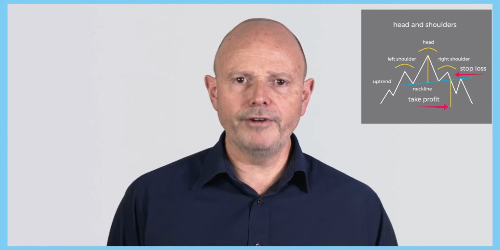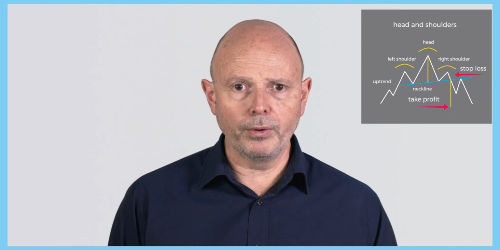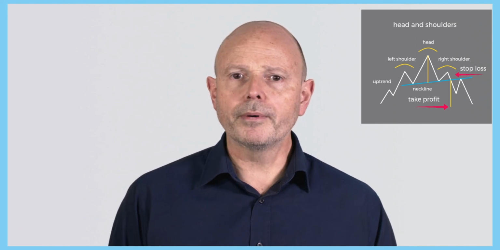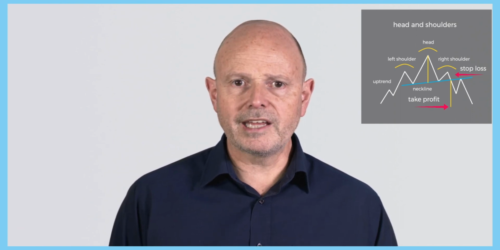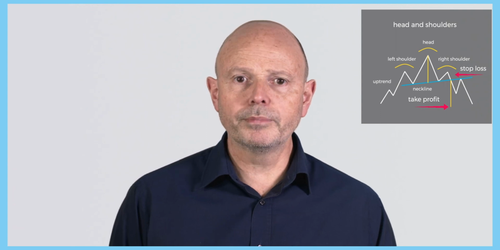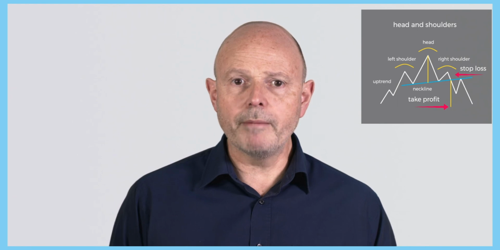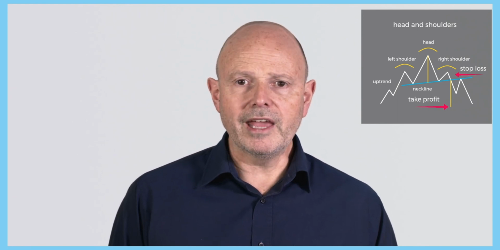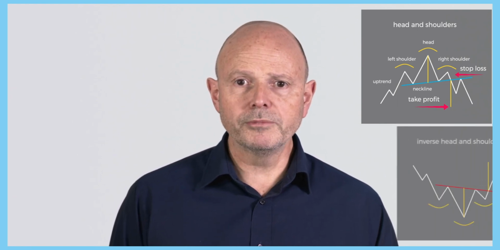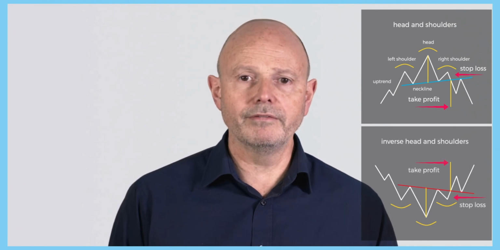The pattern is confirmed when the price breaks through the support neckline. A price target can be set by taking the height of the pattern at the head and projecting it down. The stop loss can be set slightly above the neckline. The inverse head and shoulders forms in a downtrend and is also a reversal.